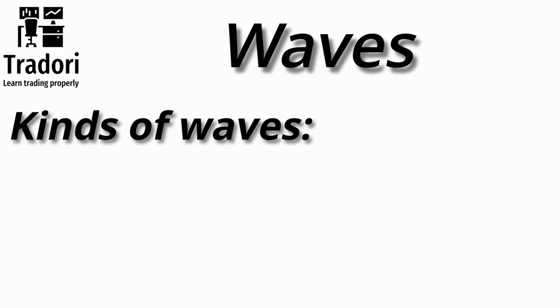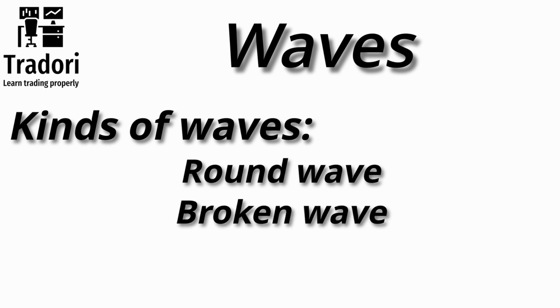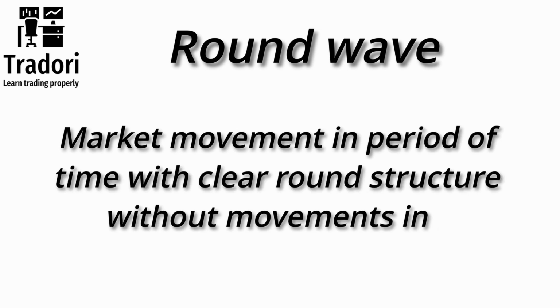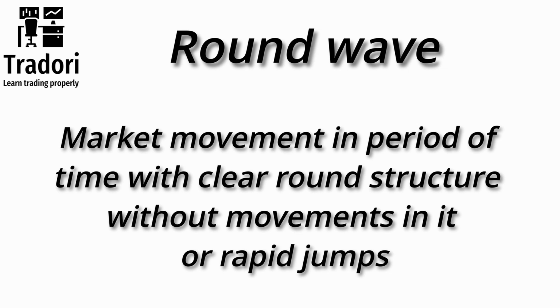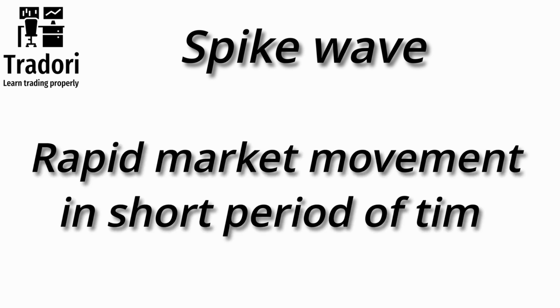Whatever it is, bottom or top wave, it could be a clear, unbroken round wave, a broken wave, or a spike wave. Round wave: market movement in a period of time with a clear round structure without movements in it or rapid jumps. Broken wave: market movement in a period of time without clear structure. Spike wave: rapid market movement in a short period of time.